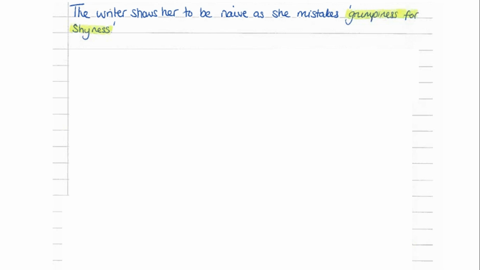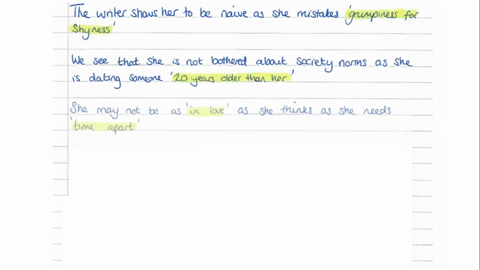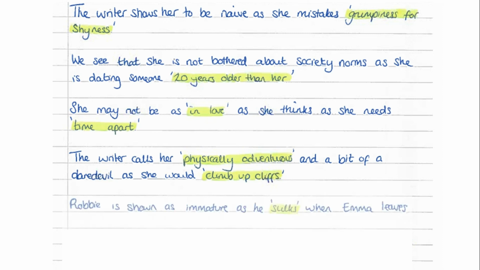So here's some more for this question. The writer shows her to be naive. Each of these will give me an impression and then a quote to back it up. The writer shows her to be naive as she mistakes grumpiness for shyness. We see she's not bothered about society norms as she is dating someone 20 years older than her. She may not be in love as he thinks, as she needs some time apart from him. Look how I put 2 quotes in there. The writer calls her physically adventurous and a bit of a daredevil as she would climb up the cliffs. So my impression is she's a daredevil, and I've given 2 quotes to back that up.